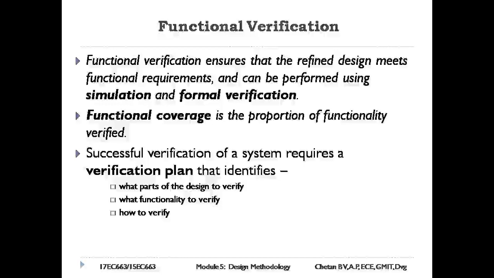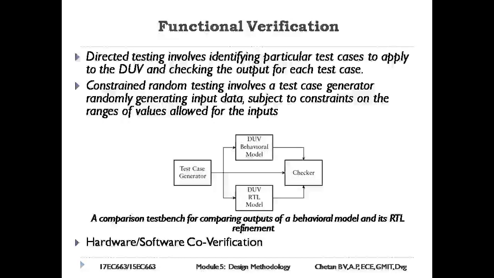Hierarchical decomposition of the system identifies what parts to verify. The specification of each component defines what functionality to verify. At higher levels of design hierarchy, it is much harder to verify functional requirements under all circumstances. Use functional coverage. Use techniques like directed testing and constraint random testing to find out how to verify.